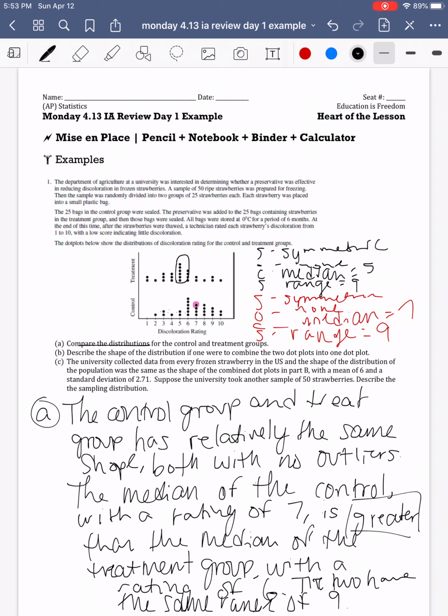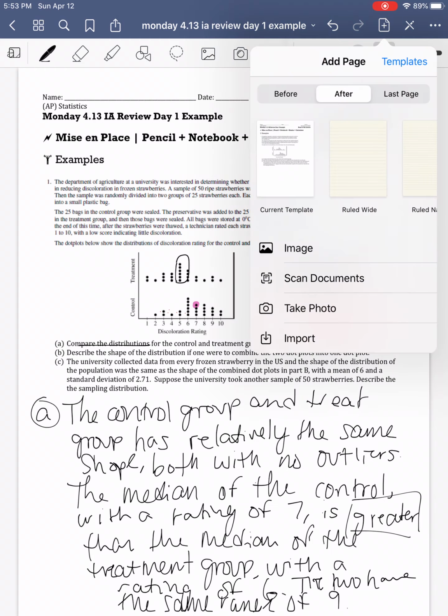Okay, so part B, we're going to describe the shape of the distribution if one were to combine the two dot plots into one dot plot. Okay, so this is a little strange here, so I don't think we've ever really done this. If we have, we've probably only done it like one time.